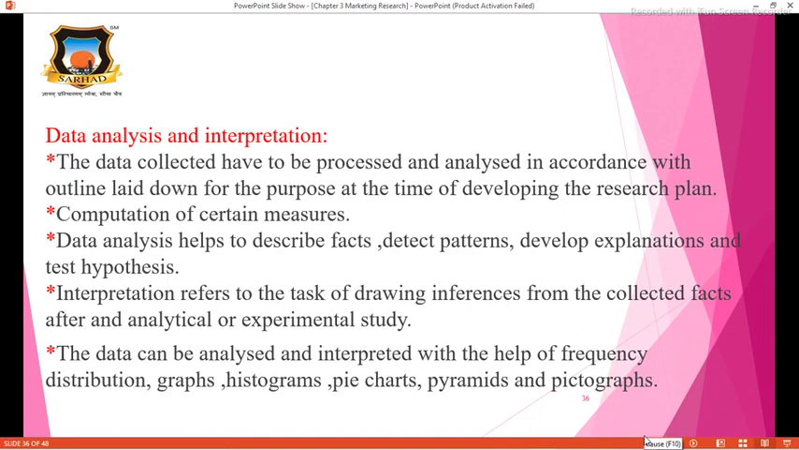Data analysis helps to describe facts, detect patterns, develop explanations, and test hypotheses. Interpretation refers to the task of drawing inferences from the collected facts after the analytical or experimental studies. The data can be analyzed and interpreted with the help of frequency distributions, graphs, histograms, pie charts, pyramids, and pictograms.